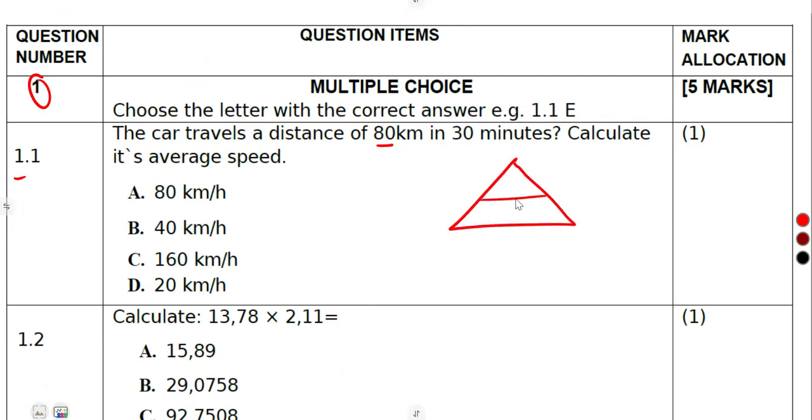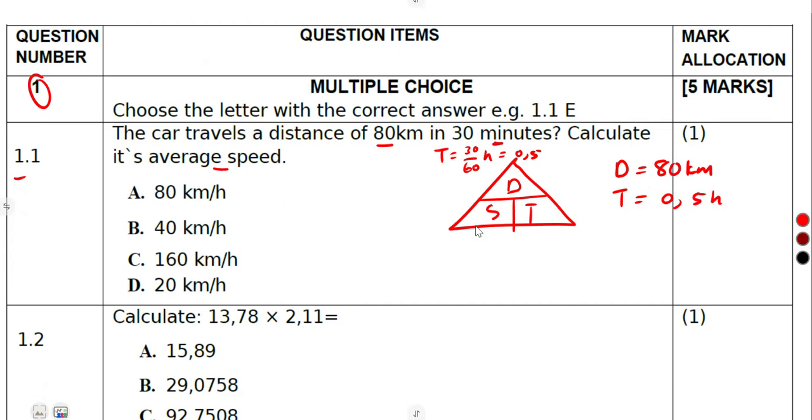So just apply your DST, guys, distance, speed, time. So we are given the distance, 80 kilometers. Our time must be in hours because these are given in kilometers per hour. So you must convert 30 over 60 to hours, all right? That's 0.5 or 1 over 2. You can even use the calculator there. So that is our time.